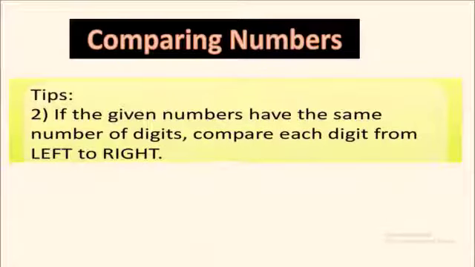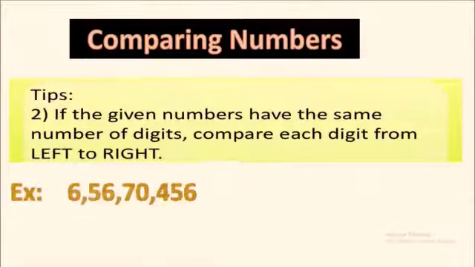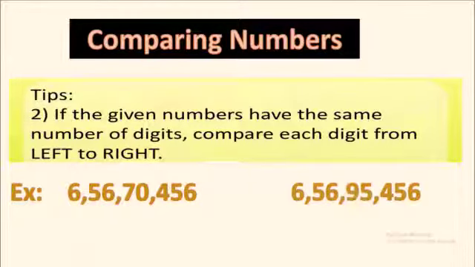If the given numbers have the same number of digits, then compare each digit from left to right. Let's see the example. We have the number 6 crore 56 lakh 70,456 to be compared with 6 crore 56 lakh 95,456. So we need to start comparing, but let us check the number of digits.